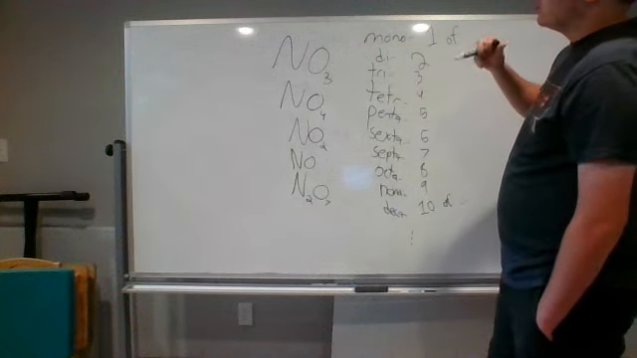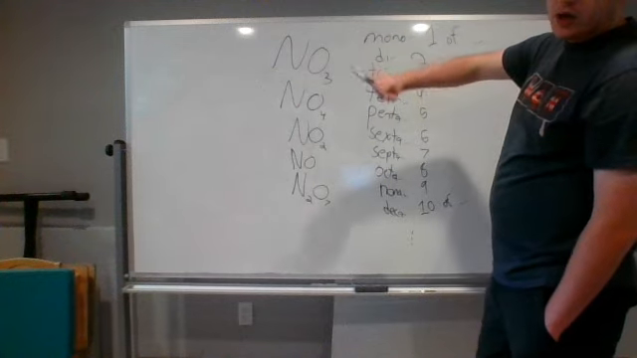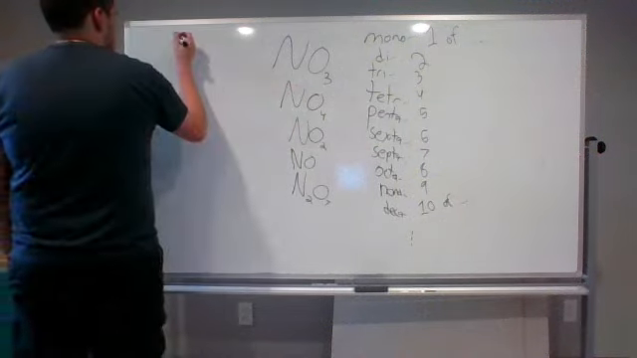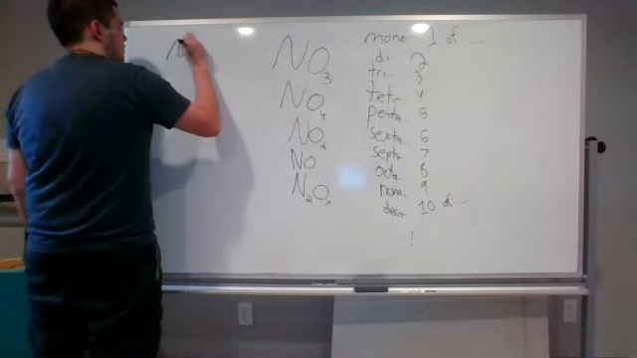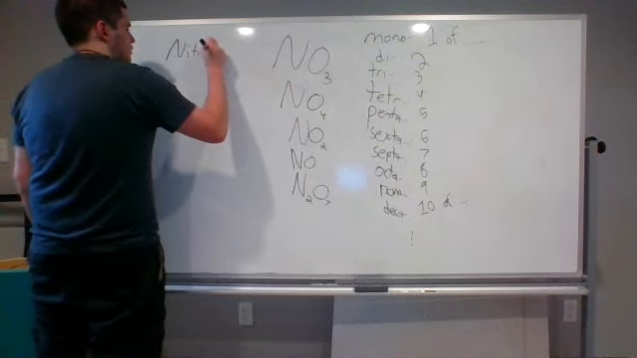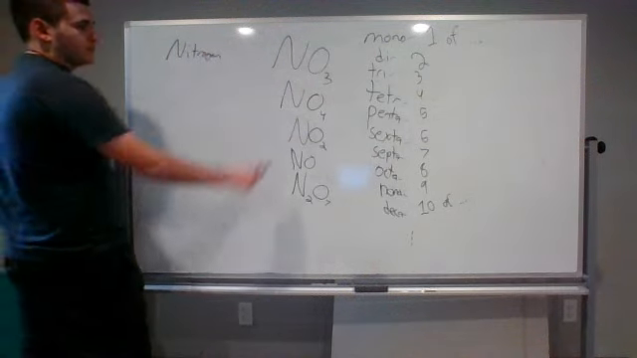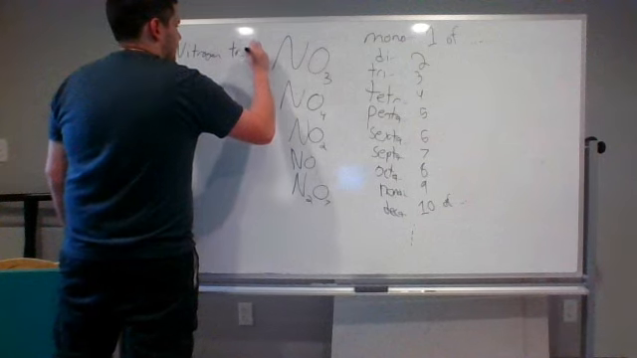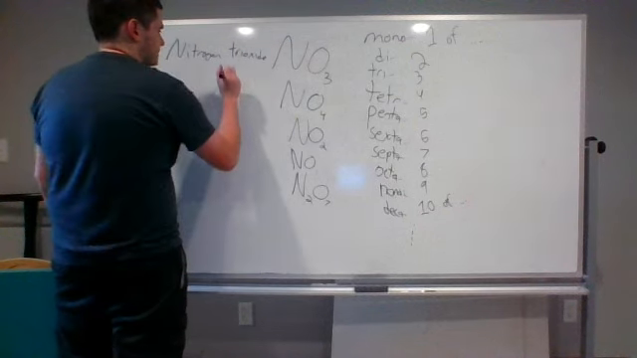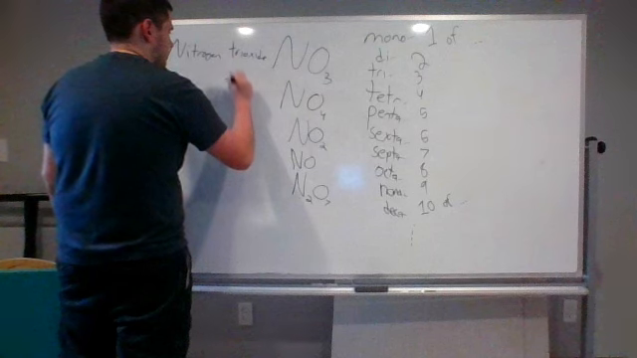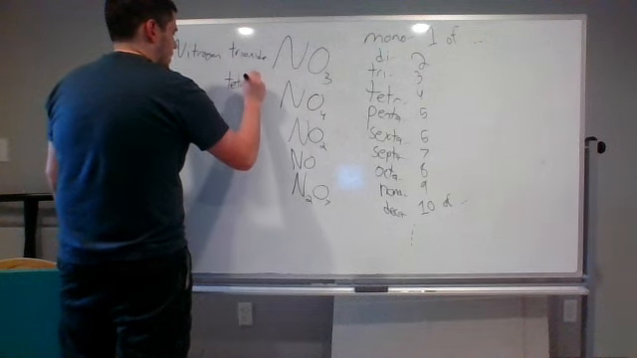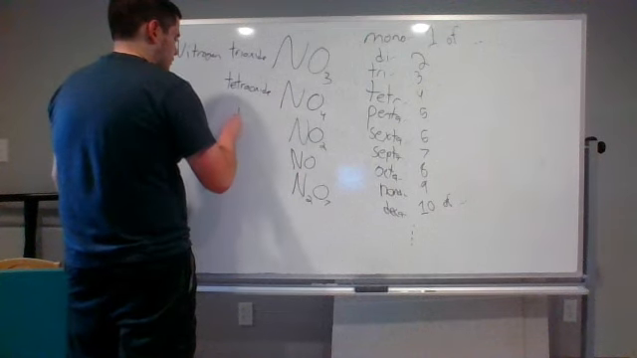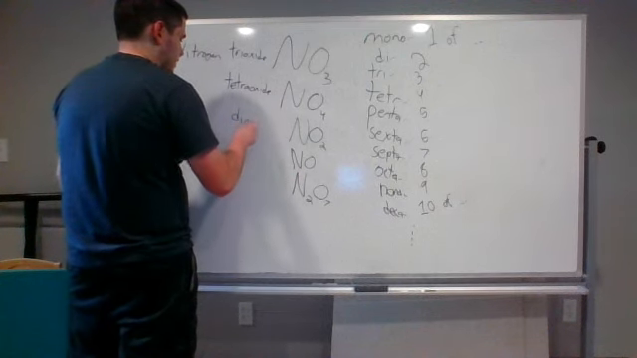So instead of being nitrogen oxide, nitrogen oxide, nitrogen oxide, nitrogen oxide, this is instead nitrogen. This one would be trioxide, tetraoxide, dioxide.